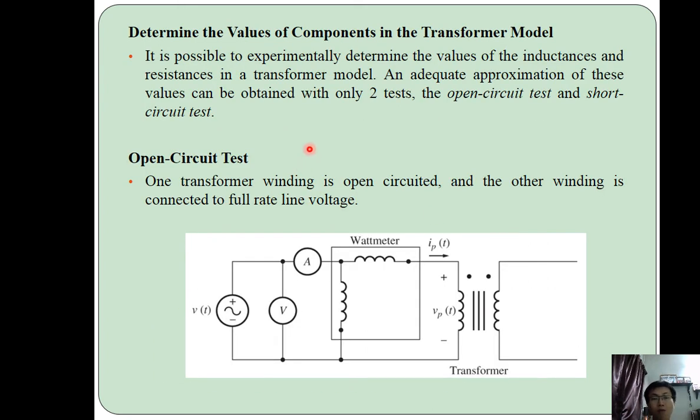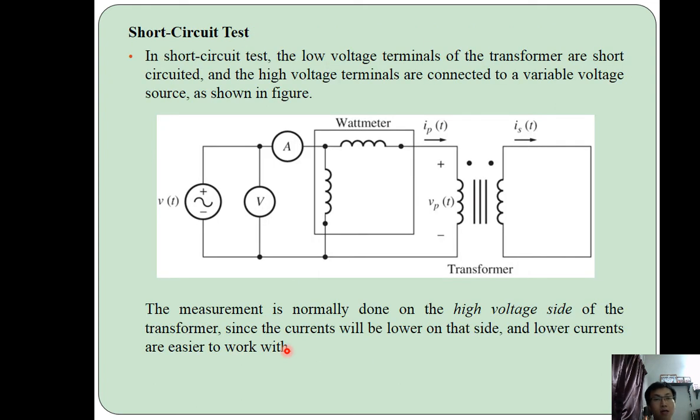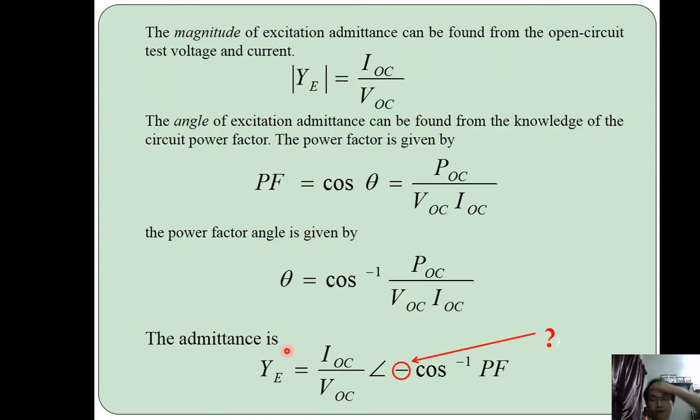So we have two tests. One is the open circuit test. After the measurement we can find the power factor, and the admittance. From the admittance we can find our equivalent circuit. And then the short circuit test. The open circuit test is used to find the excitation branch.